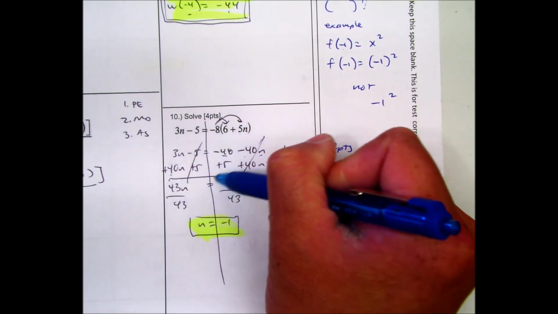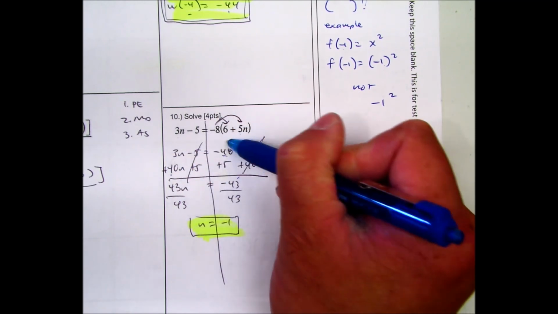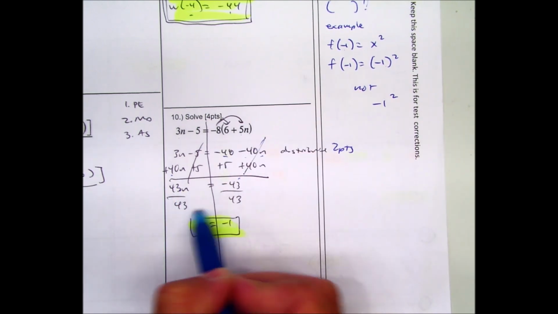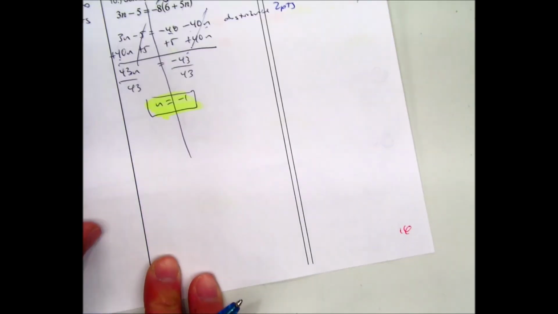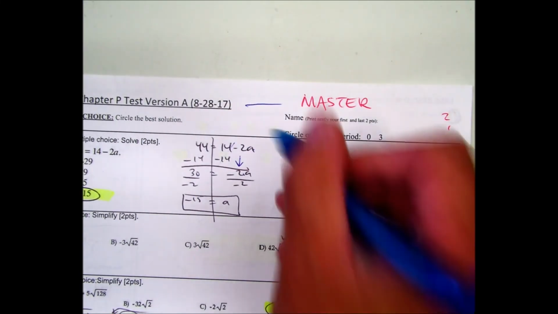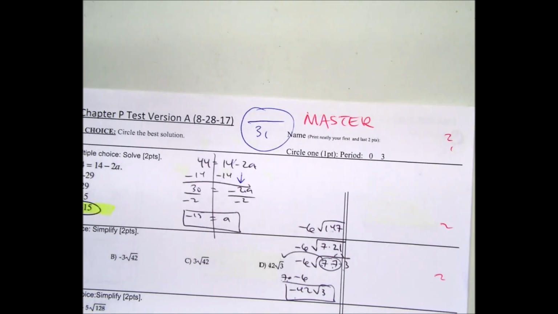To move this over to its like term, I'm going to add 5. You have negative 43, and you're going to divide because there's multiplication right there, and I get n equals negative 1. Each free response question is 4 points. So that side was 16 points, and then the total is going to be out of 31.